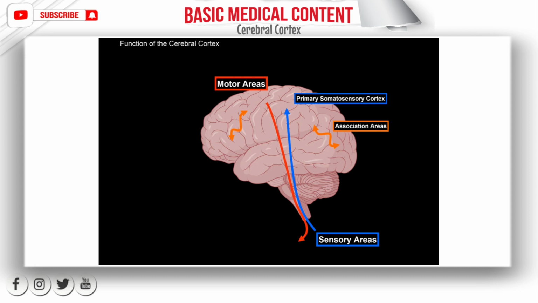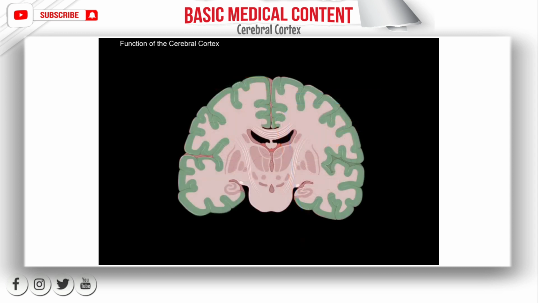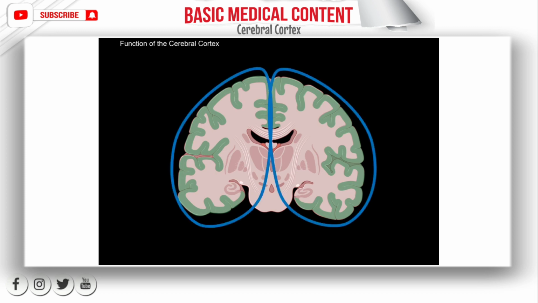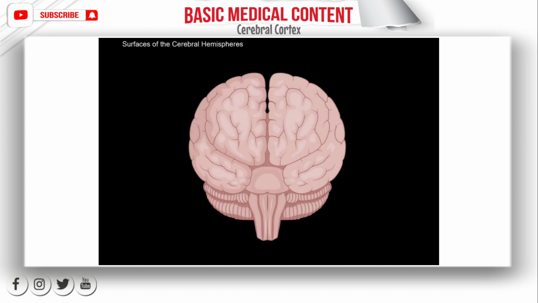sensory areas, and based on that interpretation, we react and we communicate. So, in general, everything that goes through the cerebral cortex is conscious. Everything that does not go through your cortex is subconscious, and that is the general function of the cerebral cortex. Now, again, we got two hemispheres, the left hemisphere and the right hemisphere, and this is what the surfaces of these hemispheres look like.